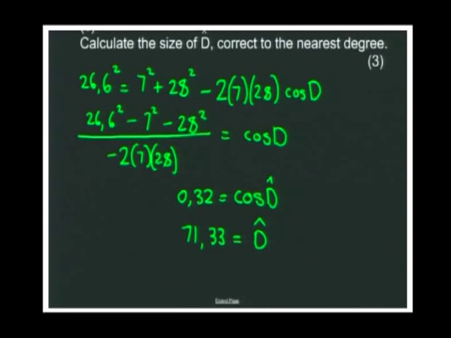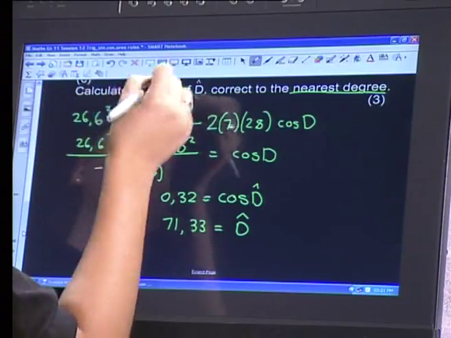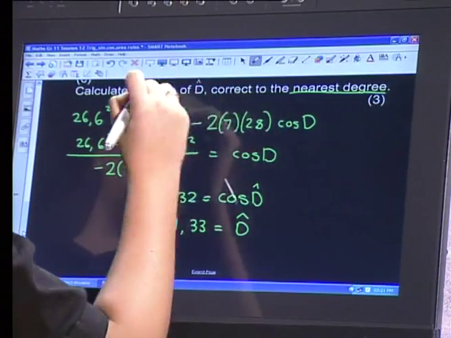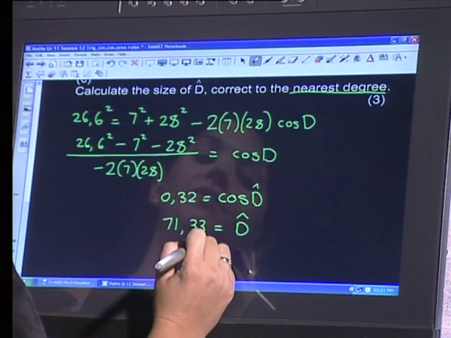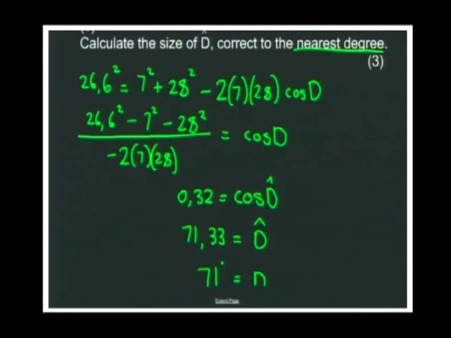But remember, the question said correct to the nearest degree. And that's why it's also a good habit that whenever you write your final answer, not only for trig, any section of mathematics, every single question, when you've written your final answer and you've finished, always go back and read the actual question. I don't mean the entire thing, but the question that says calculate. So this, calculate the size of D correct to the nearest degree, which means now I must finish this off by saying D is equal to 71 degrees.